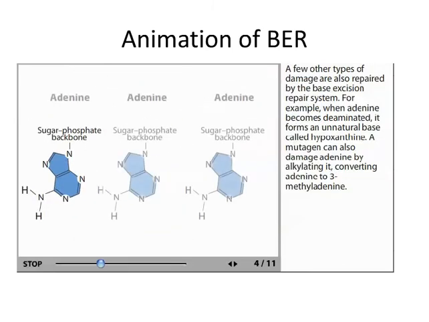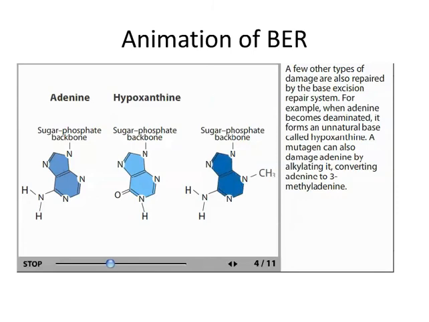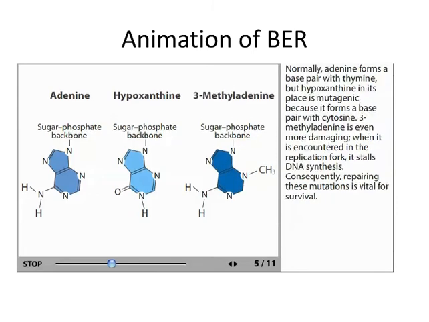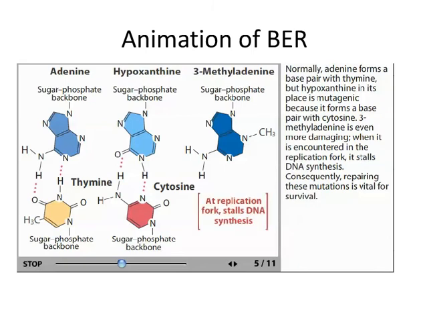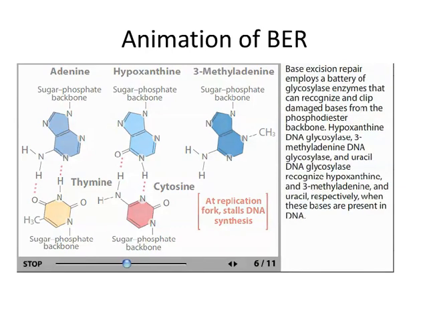A few other types of damage are also repaired by the base excision repair system. For example, when adenine becomes deaminated, it forms an unnatural base called hypoxanthine. A mutagen can also damage adenine by alkylating it, converting adenine to 3-methyladenine. Normally, adenine forms a base pair with thymine, but hypoxanthine in its place is mutagenic because it forms a base pair with cytosine. 3-methyladenine is even more damaging. When it is encountered in the replication fork, it stalls DNA synthesis. Consequently, repairing these mutations is vital for survival.